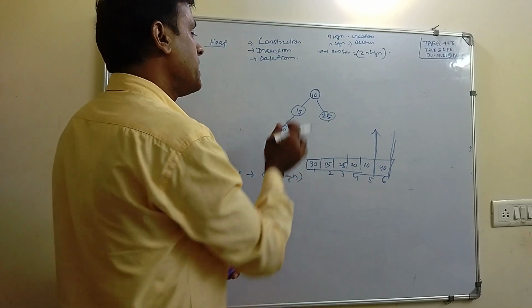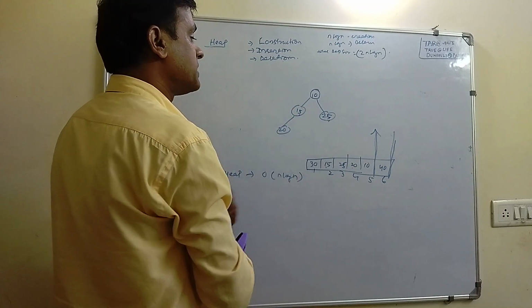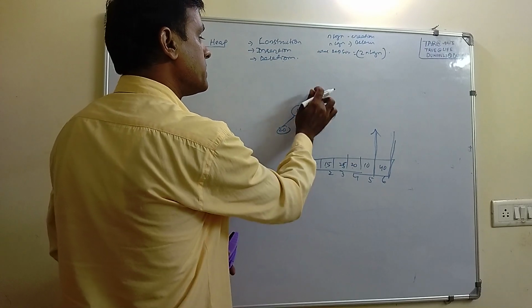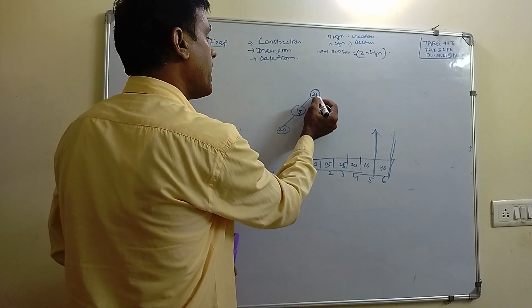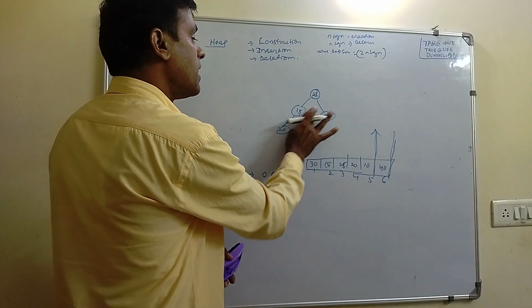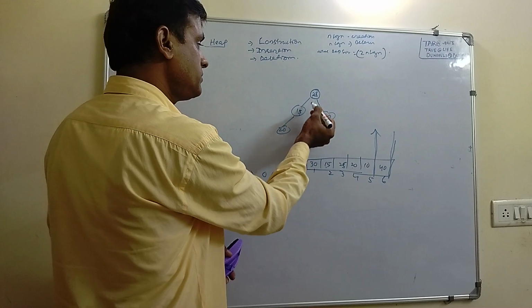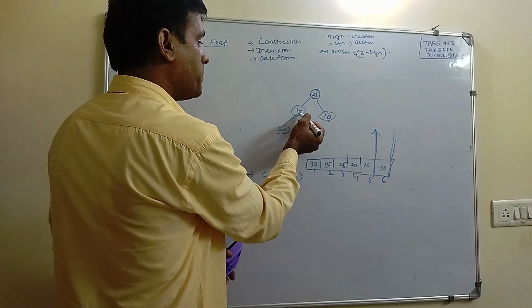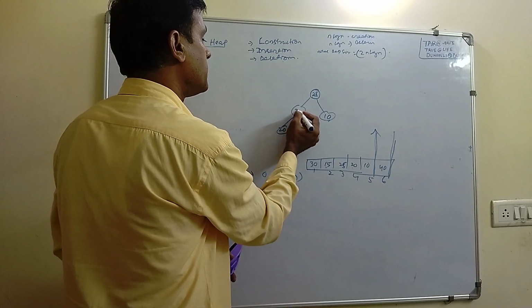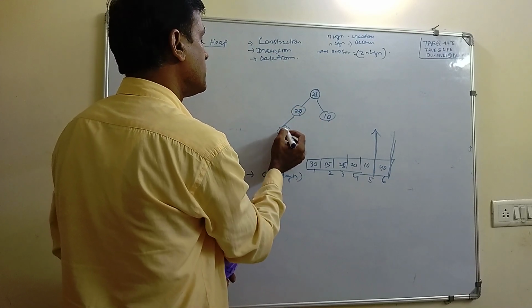Then what will happen? Now I have to adjust it as it is a max heap. So 15 and 25, who is bigger? 25 is bigger. So 25 will go here and 10 will come here. Now you will go again. This is 15 and 20. So 20 will come here and 15 will be here.